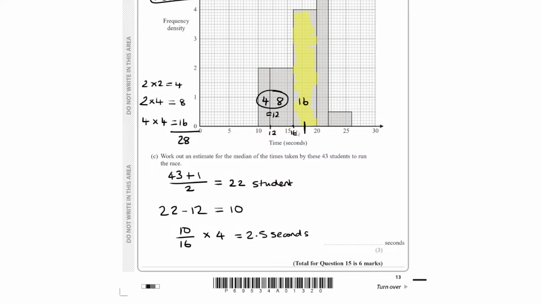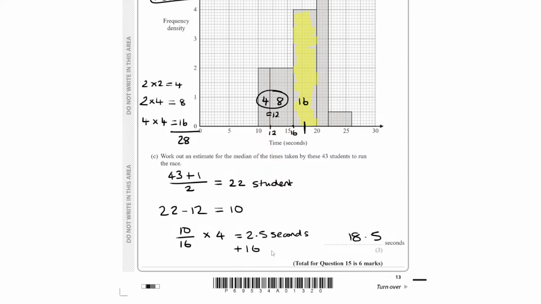So do you see how the starting point of the bar is 16? So it's already 16 seconds plus the other 2.5. So you need to add whatever the starting value of that bar is. So your actual median is 18.5. We said it had to be somewhere between 16 and 20, didn't we? Okay, so yeah, it's a little bit complicated to explain. There's just a lot going on.